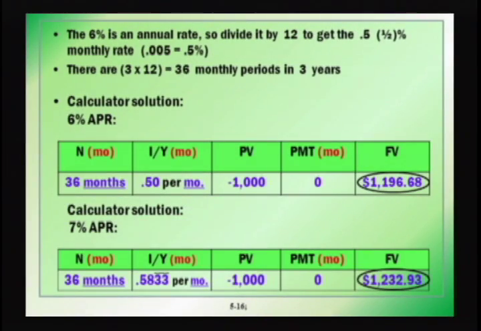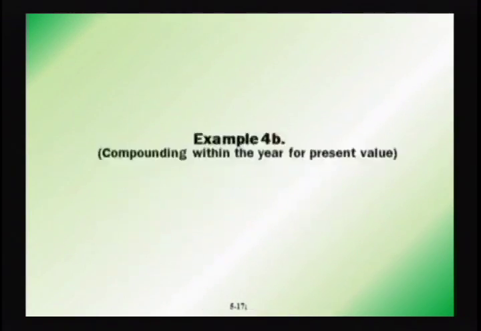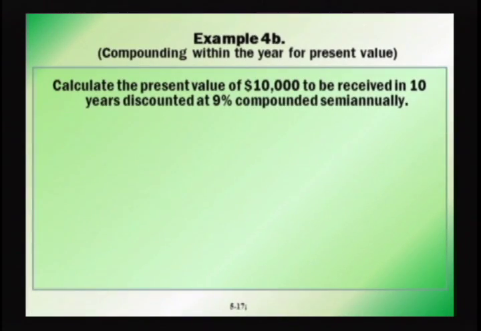There's the numbers we entered. 1%, you can see, added about $36 over the 36 months. Now, we just did that monthly. We could also do it semi-annually.